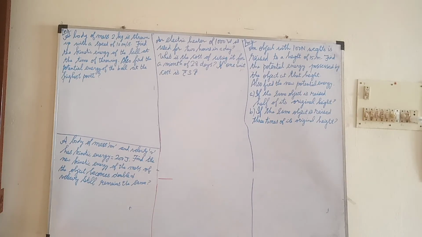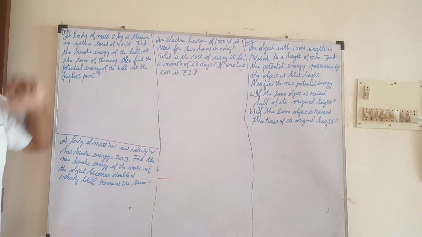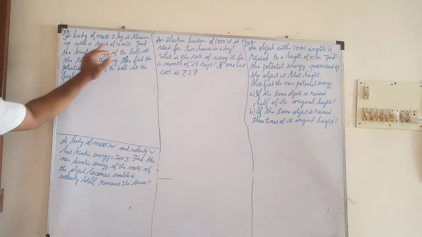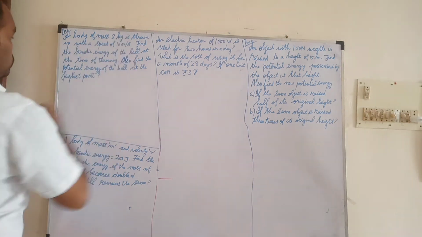Next problem we are going to discuss is: a body of mass 2 kg is thrown up with a speed of 10 meter per second. Find the kinetic energy of the ball at the time of throwing. Also find the potential energy of the ball at the highest point. Okay?